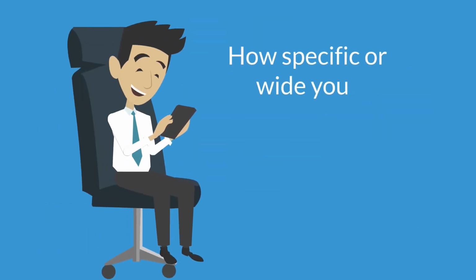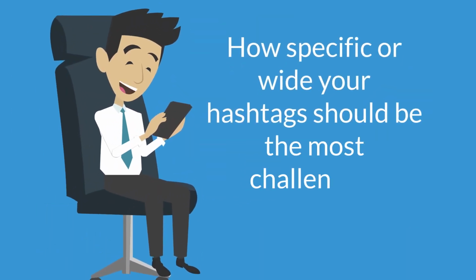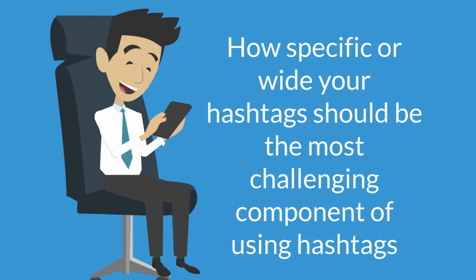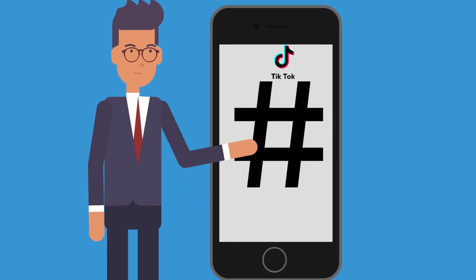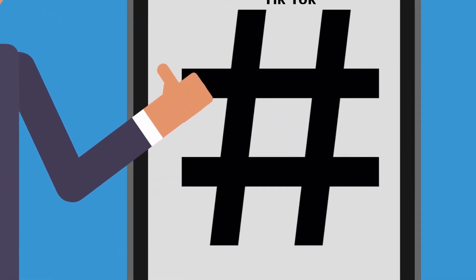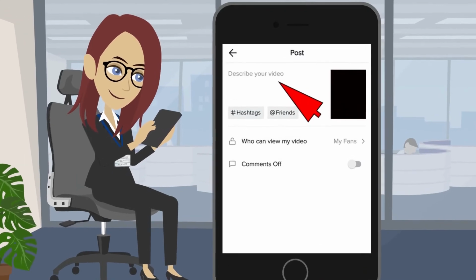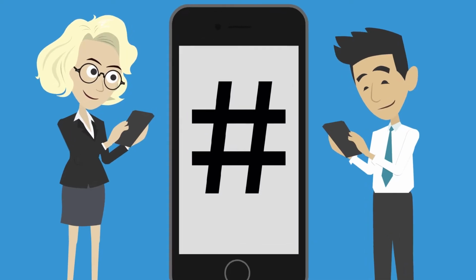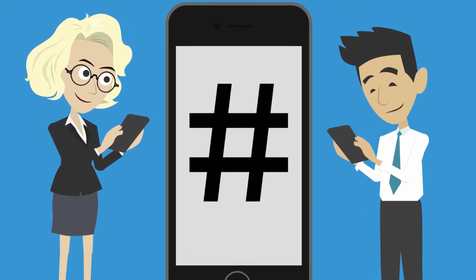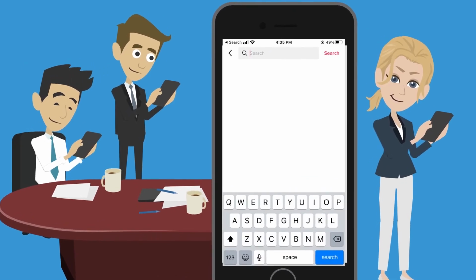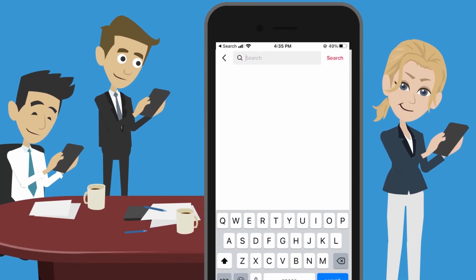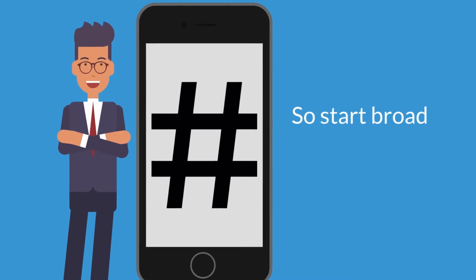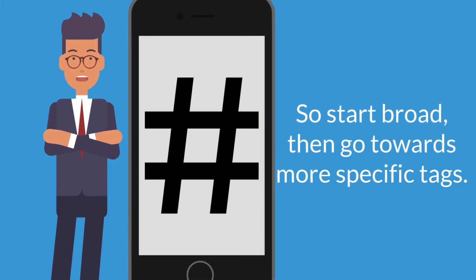Choosing how specific or how wide your hashtags will be might be the most challenging component of using hashtags. While we encourage being precise with your hashtags, going too specific is never a bright idea. Keep in mind that hashtags are all about what the user is looking for. Consider if your target audience would really put this into the TikTok search bar before adding a hashtag. So start broad, then go towards more specific tags.